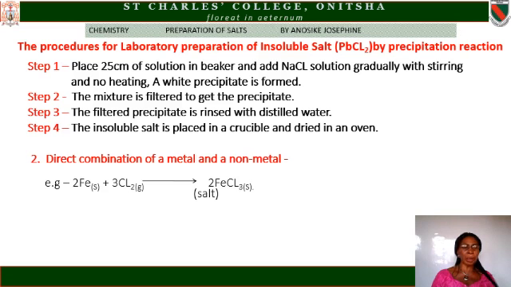Then the other method is simply direct combination of a metal and a non-metal. Reactive metals like iron will react with a non-metal like chlorine in the form of its gas to produce the salt, iron 2 chloride. This iron 2 chloride, remember, is an insoluble salt.